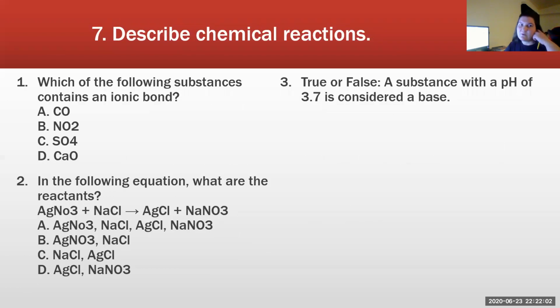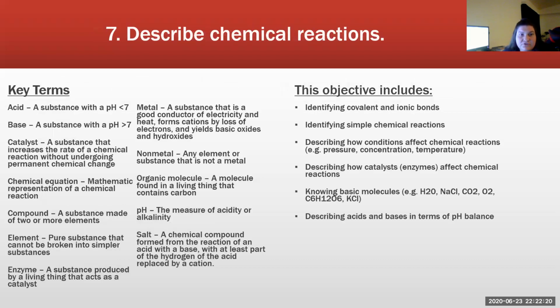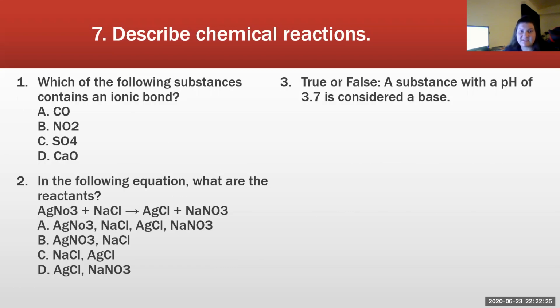Which of the following substances contains an ionic bond? Let me go back. Let me talk about it. We're going to move on. I'm just going to tell you the answer. Option D is correct. There is a metal and there's a non-metal. In all these other options, both of these elements are non-metals, which makes them covalent bonds. An ionic bond is a metal and a non-metal.